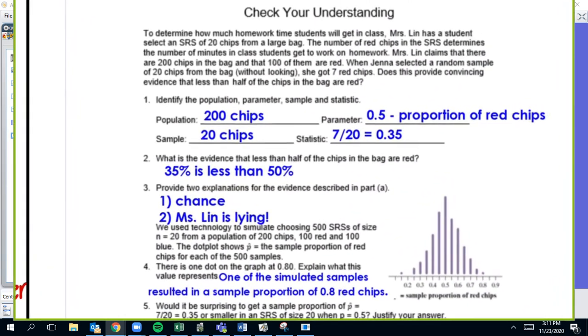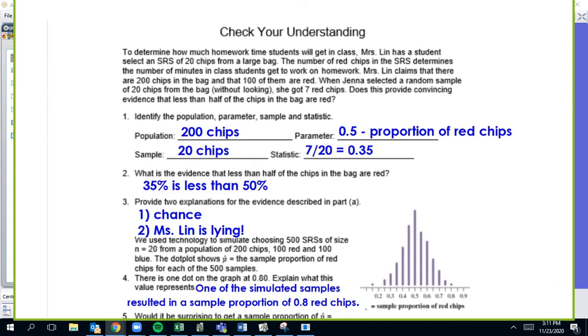All right, so here are the answers. I just want to talk a little bit through it. Population is 200 chips, sample is 20. The parameter, we would use a P for the population proportion, a 0.5, and a statistic, we would say that is our P hat. So it's got a little hat on it. It comes from a sample. We have some evidence that less than half of the chips in the bag are red because when we took a sample of 20, we got less than half of the chips were red. So that could just happen by chance, or maybe Miss Lynn is being dishonest and just trying to pretend like she will give them extra minutes on homework, but she really won't. So she could be lying.